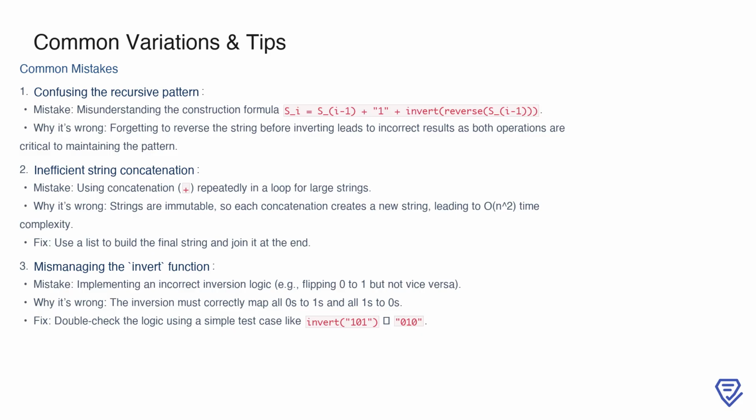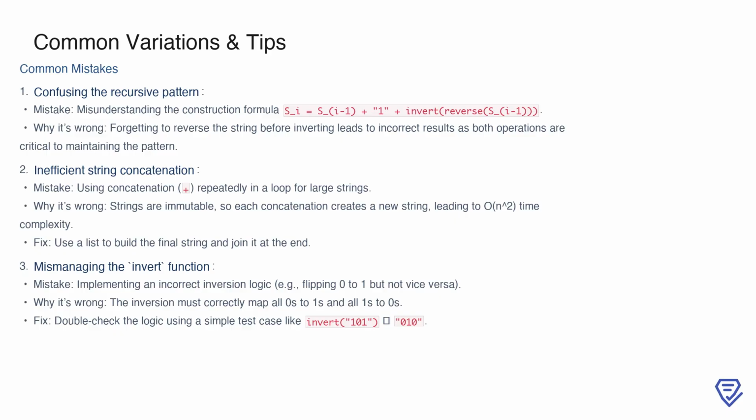One frequent issue is misunderstanding the recursive pattern used to construct the sequence. The formula S_i equals S_(i-1) plus 1 plus invert(reverse(S_(i-1))) is critical. Both reversing the string and then inverting it are essential steps. Skipping either operation will lead to an incorrect sequence.